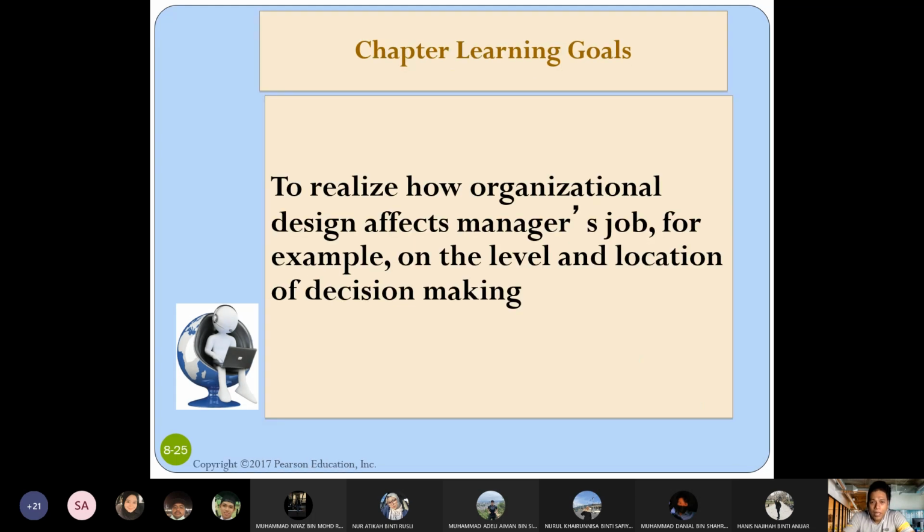So the next learning goal. I think this is the second last of the learning goals from this chapter: to realize how organization design affects managers' jobs, for example, on the level and location of decision making.